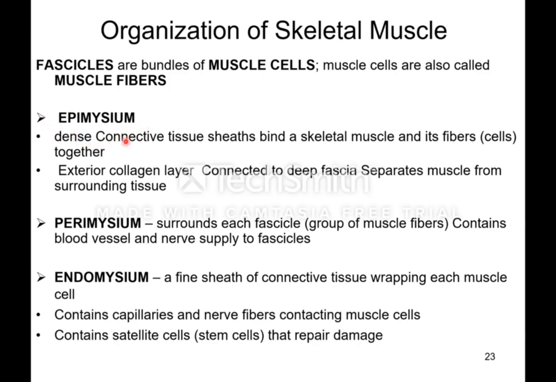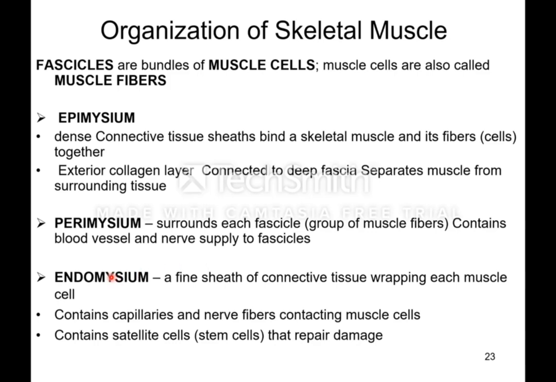That is a type of dense connective tissue that mostly includes collagen fibers connected to the deep fascia and separates the muscle from surrounding tissue. The epimysium sends some septa to the inside of the muscle that form the perimysium. Perimysium surrounds each fascicle. What is a fascicle? A group of muscle fibers that contain the blood vessels and nerves.